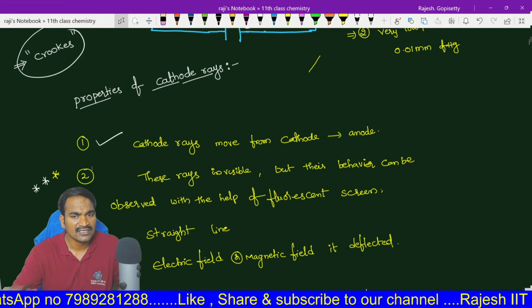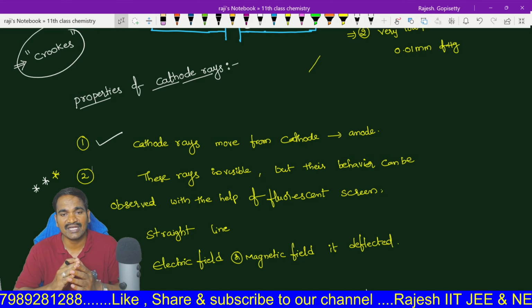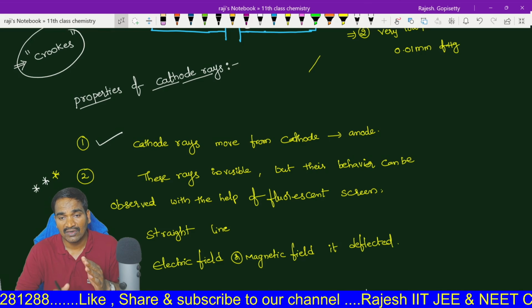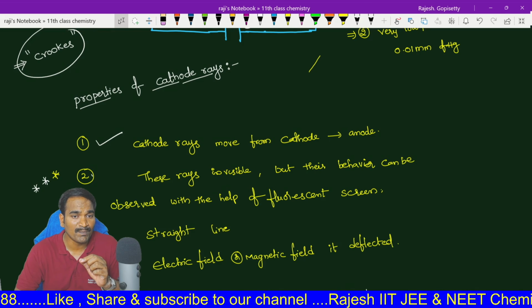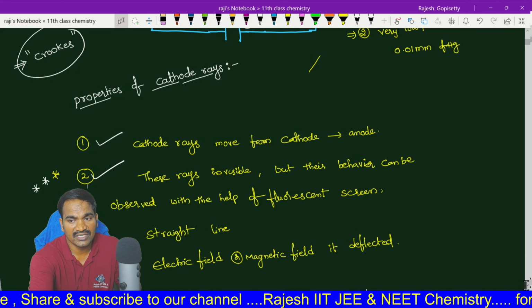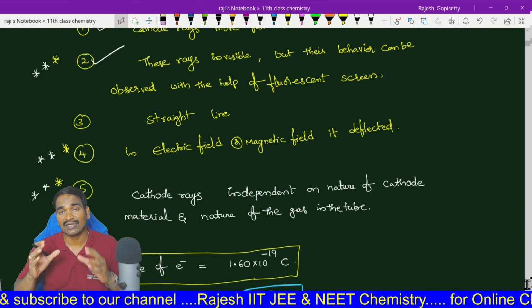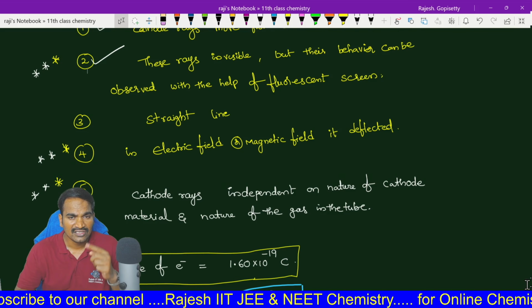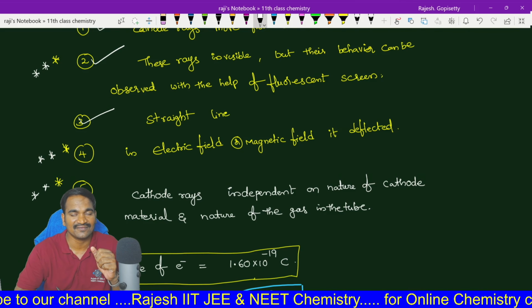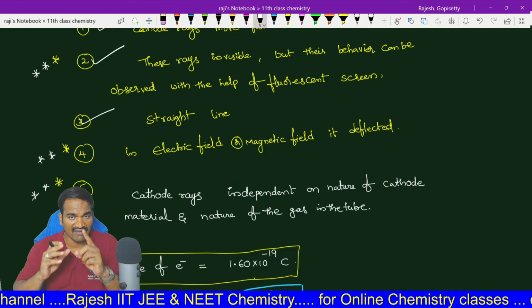That means you can't see them with our eyes, but their behavior can be observed with the help of a fluorescent screen or phosphorescent screen. Have you got it or not? Now next you need to think about this: without electric field and magnetic field, these rays travel in a straight line. Without electric and magnetic field, they travel in a straight line.